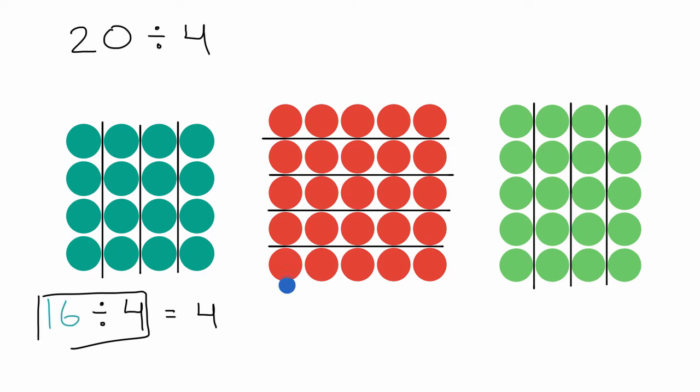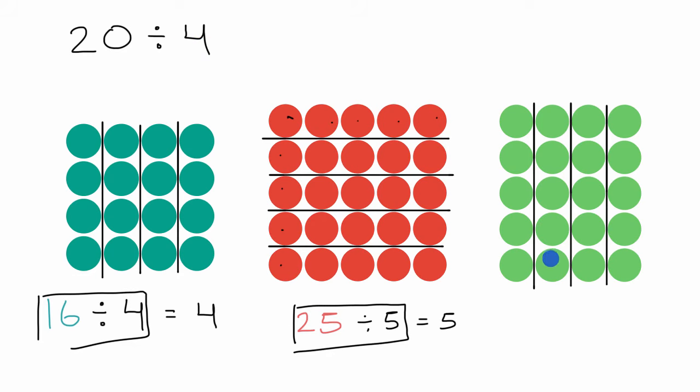Now what about this one? Well, let's see. Here it looks like we have 1, 2, 3, 4, 5 groups of 1, 2, 3, 4, 5. So this looks like 25 circles divided into groups of 5, or divided into 5 equal groups, which is, of course, equal to 5. So this is 25 divided by 5, not 20 divided by 4.